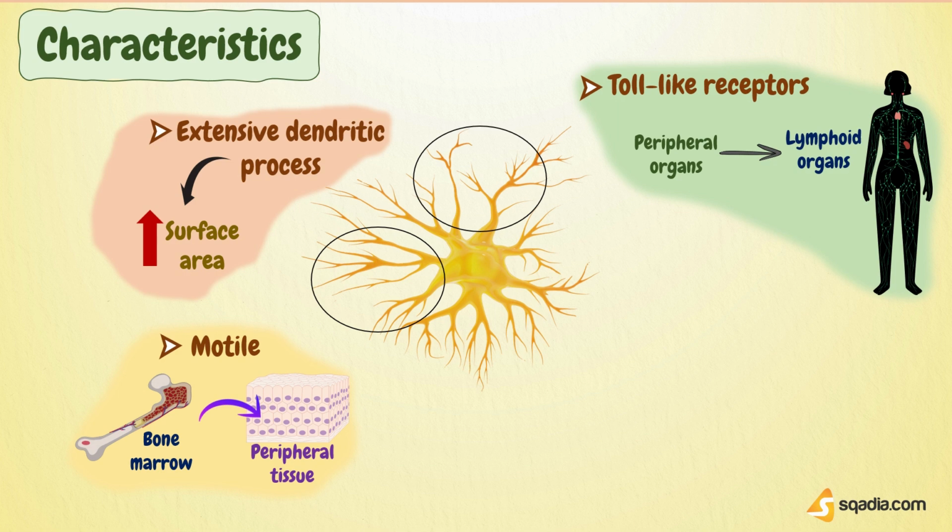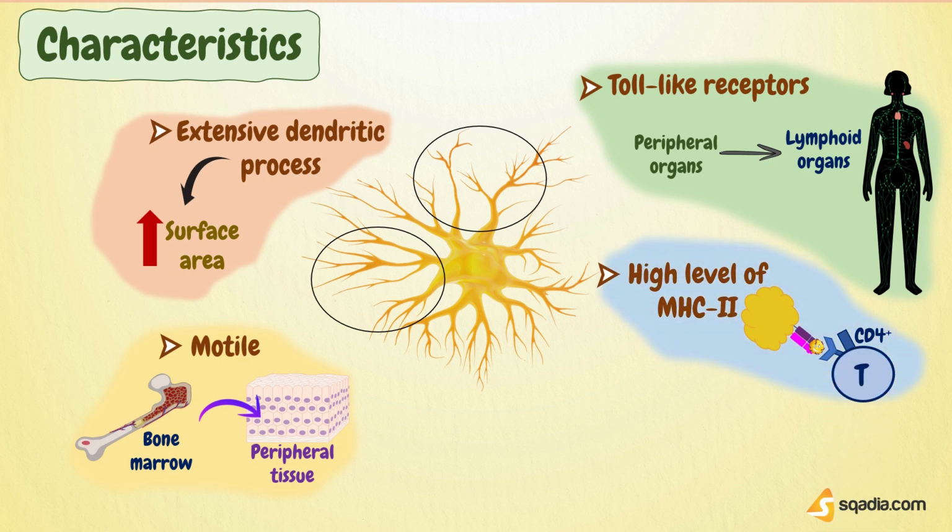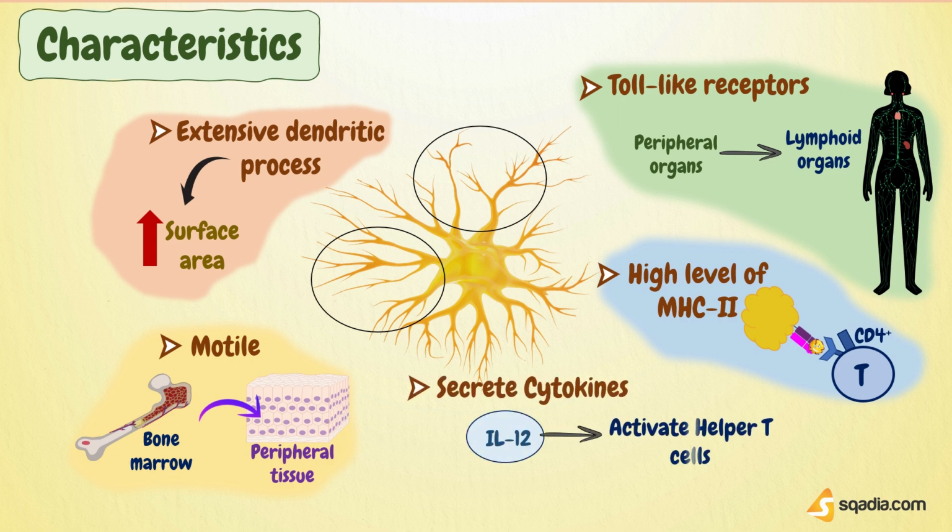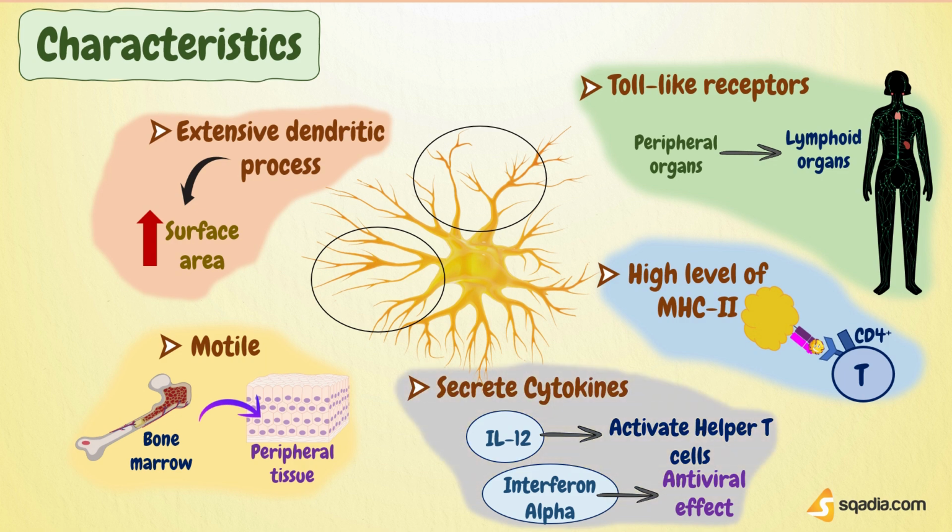Another characteristic of dendritic cells is that DCs express very high levels of major histocompatibility complex, MHC class II, which helps them present antigens to CD4 T cells. And lastly, as we know, DCs secrete cytokines, such as interleukin-12, which stimulates the helper T cells, which are the subset of T cells, and also interferon alpha, which has antiviral effects. So, all these characteristics make the dendritic cell a very efficient antigen-presenting cell.